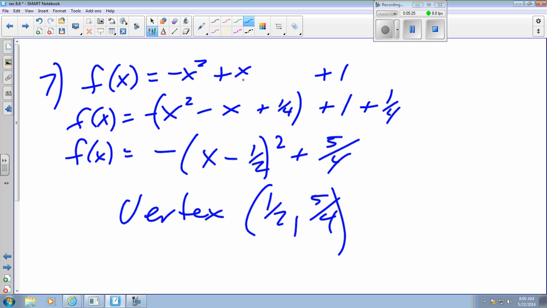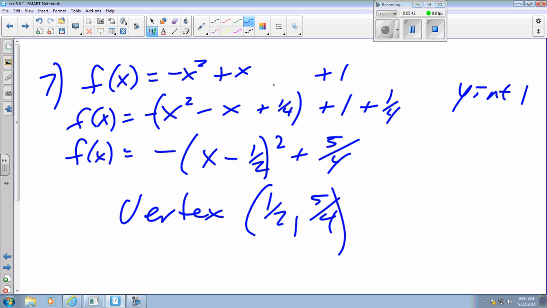X-intercepts, again, you'd probably want to put this into the quadratic formula. Factoring isn't going to work on this one. Your y-intercept is going to be 1 because that's the only number without an x on it.